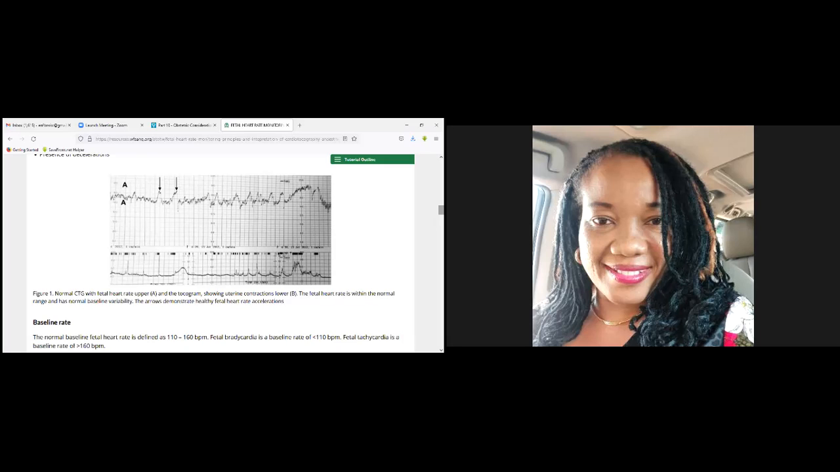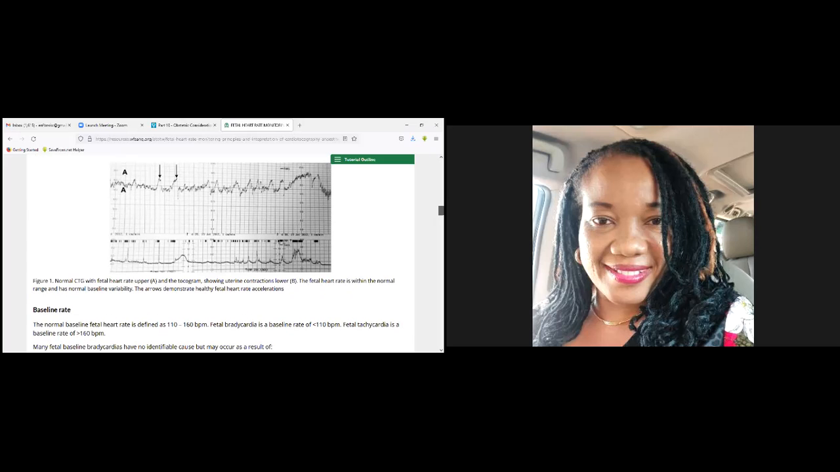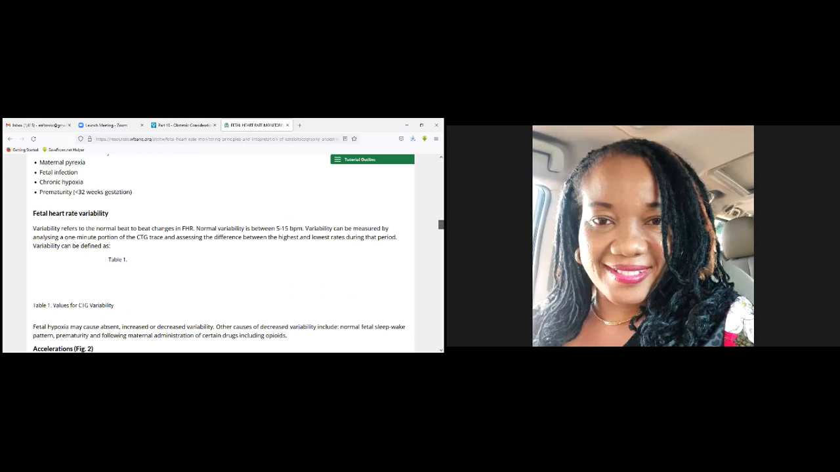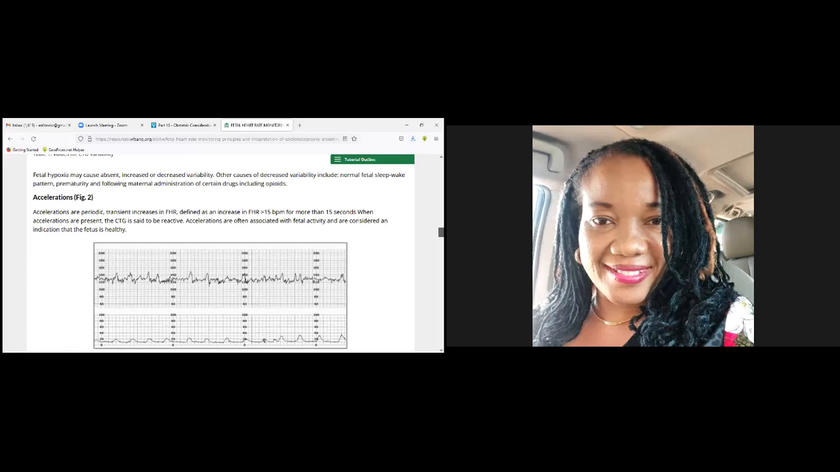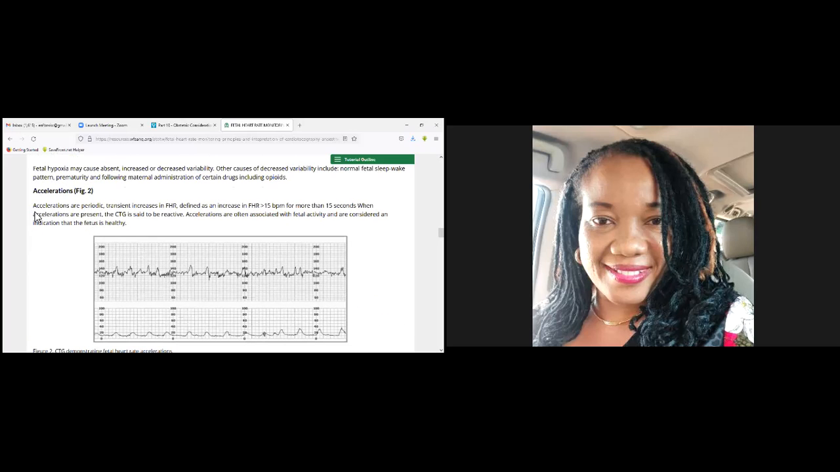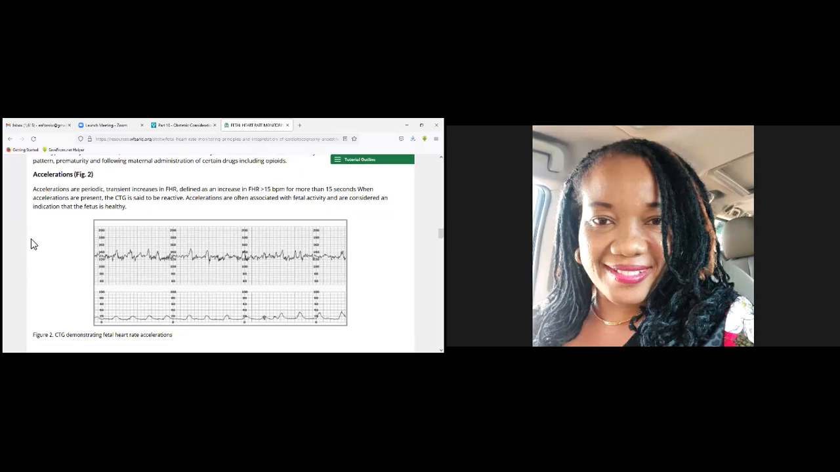Now, what are accelerations? They are periodic transient increases in fetal heart rate. It's defined as a fetal heart rate increase greater than 15 beats per minute for more than 15 seconds. So if you had 120, you got it to 135, 140, for more than 15 seconds, that's an acceleration. And it shows the trace is reactive, and they're usually associated with fetal activity, and it shows that the fetus is healthy. And you get that usually with uterine contractions.